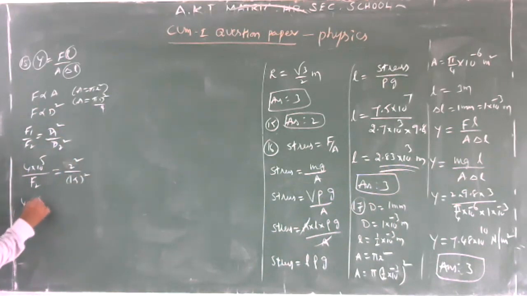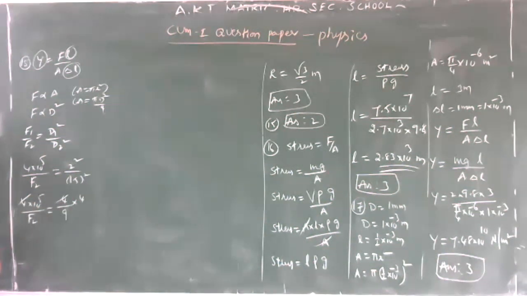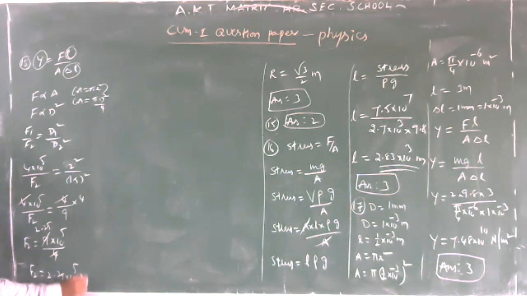4 into 10 to the power of 5 divided by F3 is equal to 4 divided by 1.5, 3 by 2 whole square. 3 by 2 whole square means 9 by 4. Reversing this one into 4, here 1 4 gets cancelled. Then F2 is equal to 9 into 10 to the power of 5 divided by 4. So 4 to the 8, next remaining 10, next 4 to 5. Then F2 is equal to 2.25 into 10 to the power of 5 Newton.